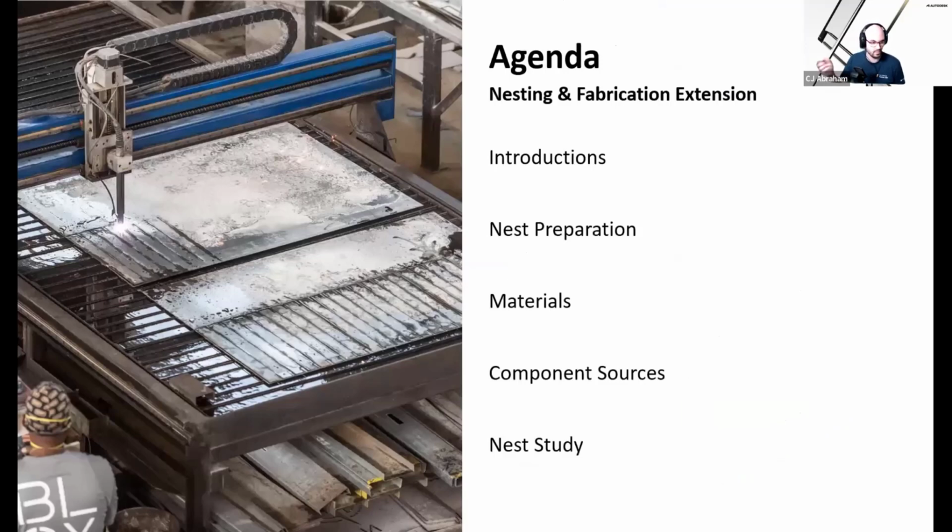So what we're going to be talking about: we're going to introduce ourselves, Spencer and I. We're going to talk about nest preparation, so selecting the entities that you're going to be including in a nest; the materials library, so the sheets that you're going to be creating the parts from, including multiple sheets; component sources, so tying together the nest preparation and materials to show what you're going to be actually nesting; and then finally the nest study itself.